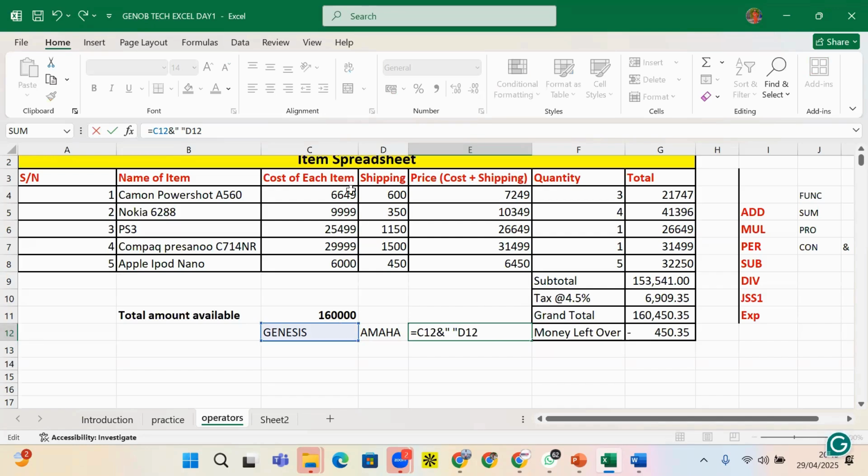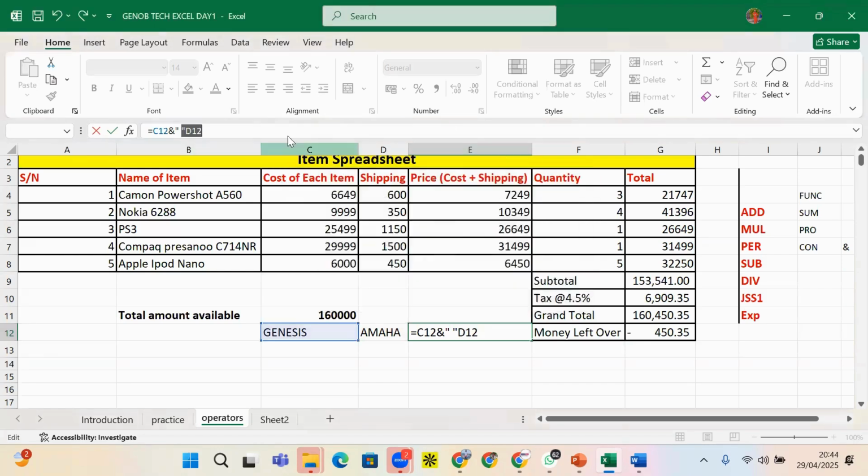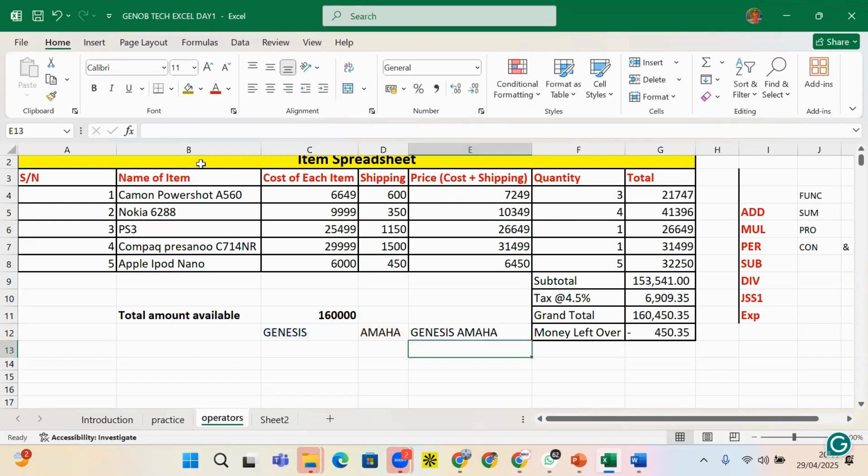Why? We are trying to concatenate three things here. What are we concatenating? We are concatenating C12, and space. We are adding a space to it. That space is also, we are also concatenating the space. Then we concatenate it with what? D12. So I still need to add another AND operator here. But let me remove it first and see if it will work. You see, it will return error, right? We need to fix the error by adding another concatenation here. And I enter. You can now see we have Genesis and Maha with a space. Is that understood?